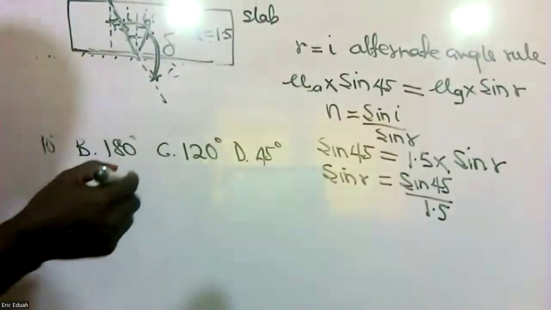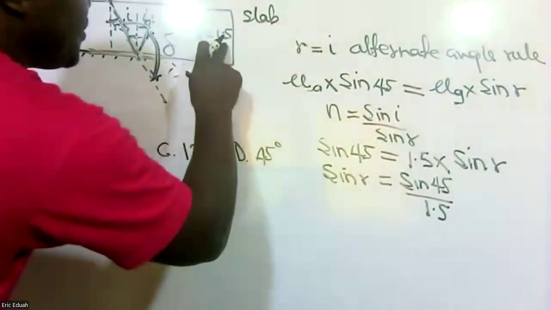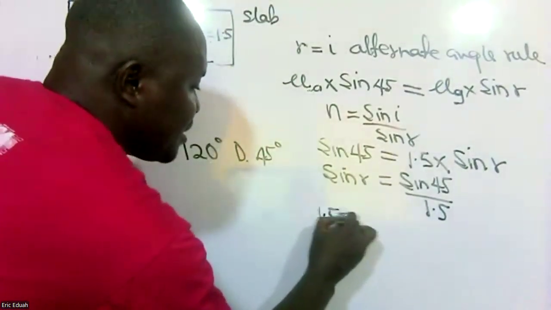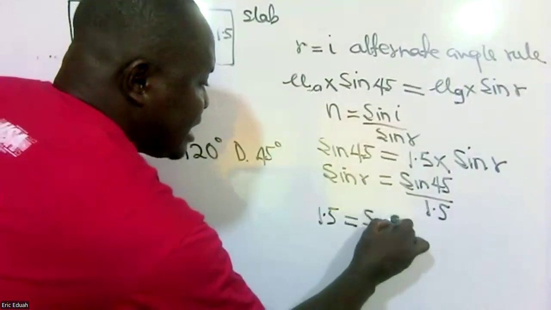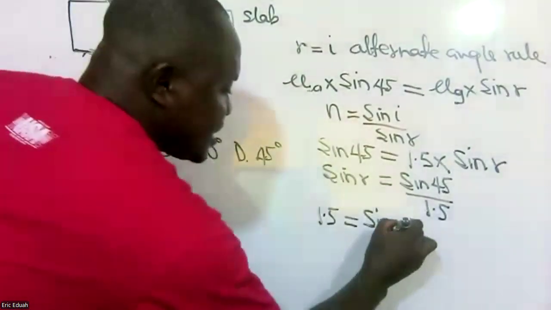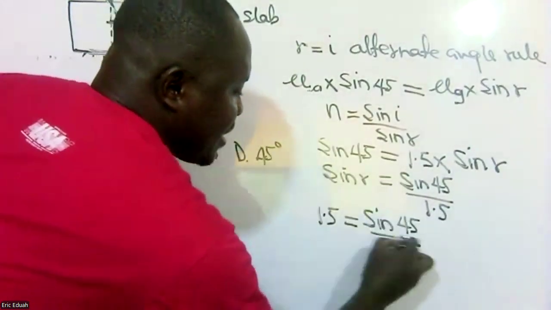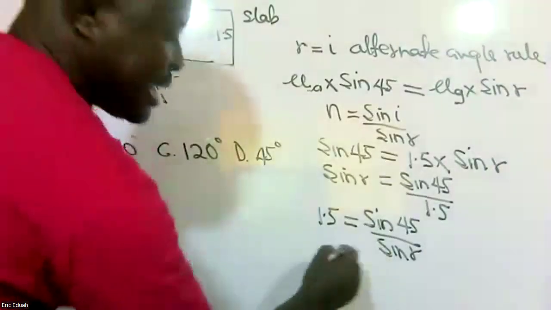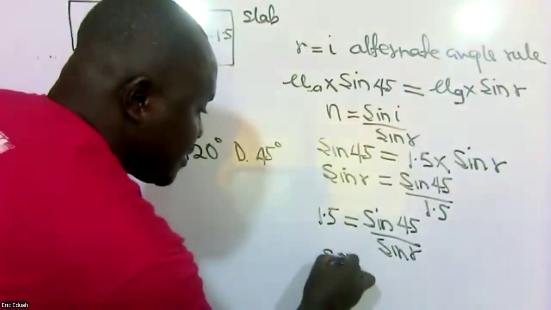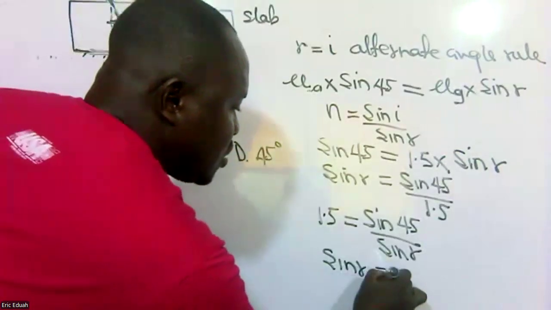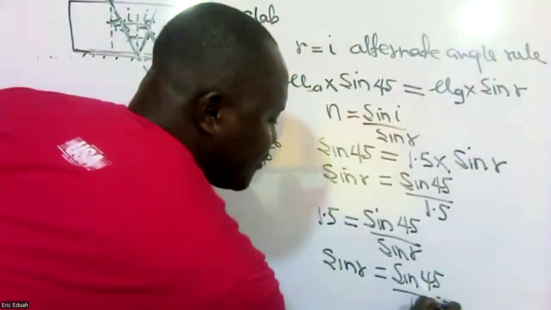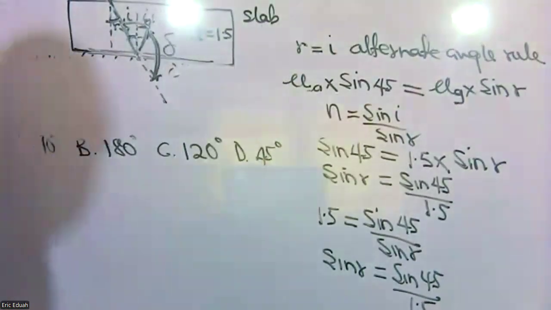If we use Snell's law, the absolute refractive index of glass is given as 1.5. So 1.5 is equal to sine i, i is 45, over sine r. Therefore, when we make sine r the subject, sine r is equal to sine 45 on 1.5. So whichever way you want to go, the value is the same.